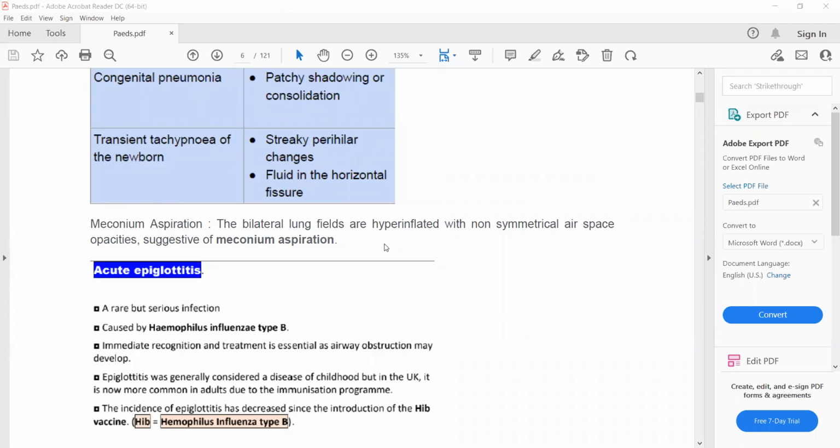I'm saying, when on the chest X-ray, will it clearly show fluid in the horizontal fissure?